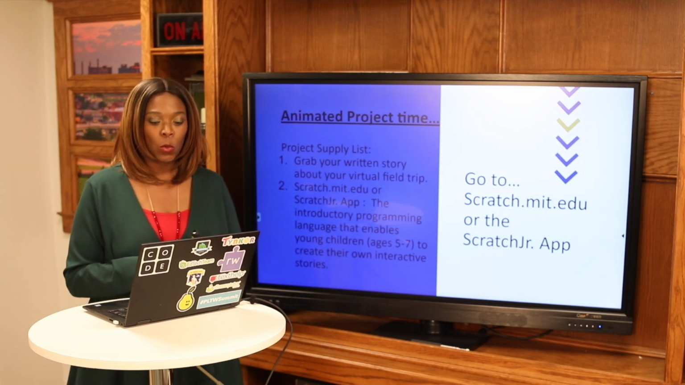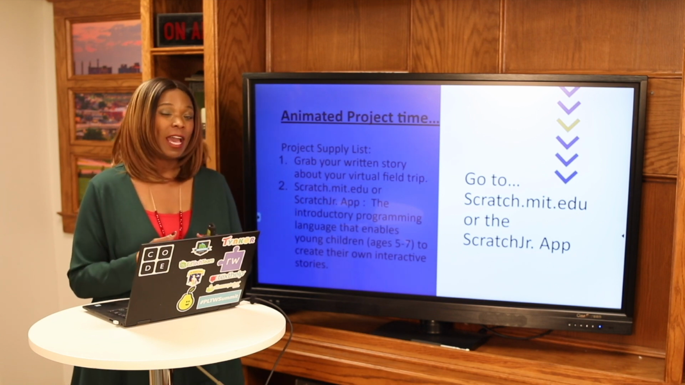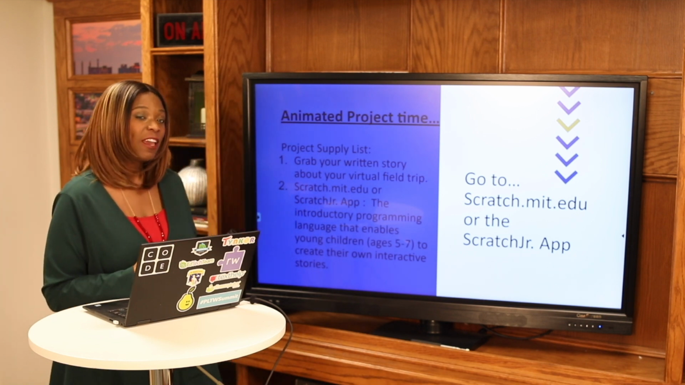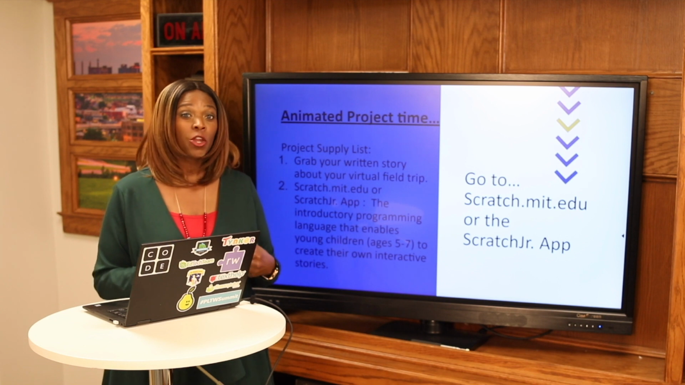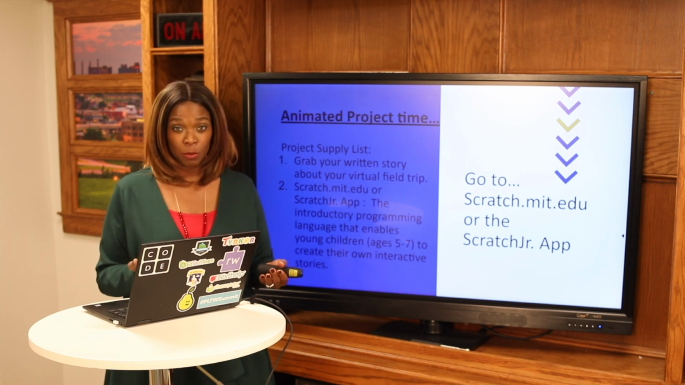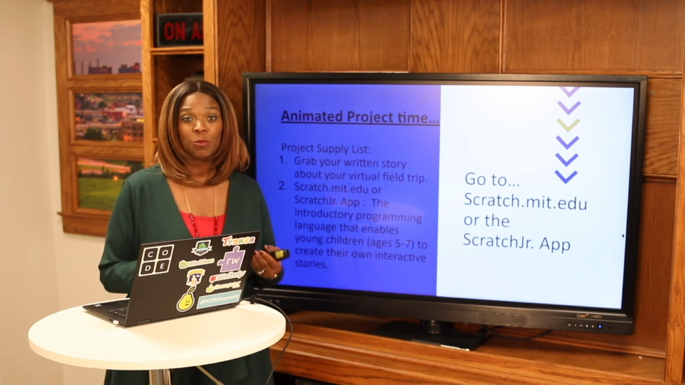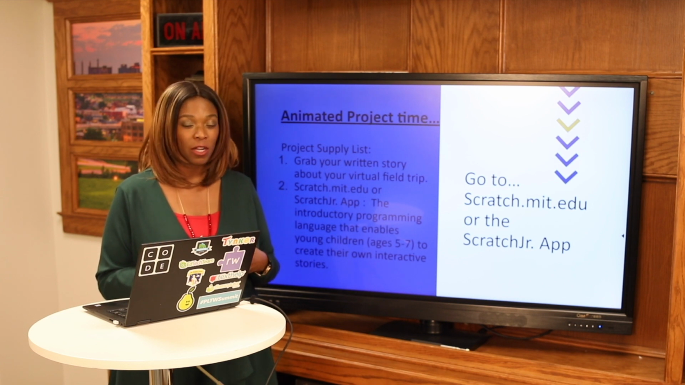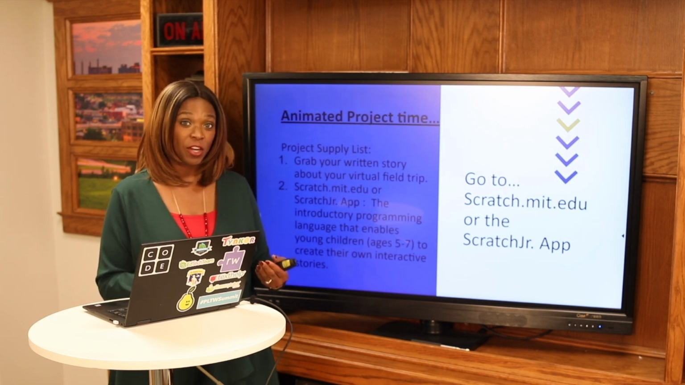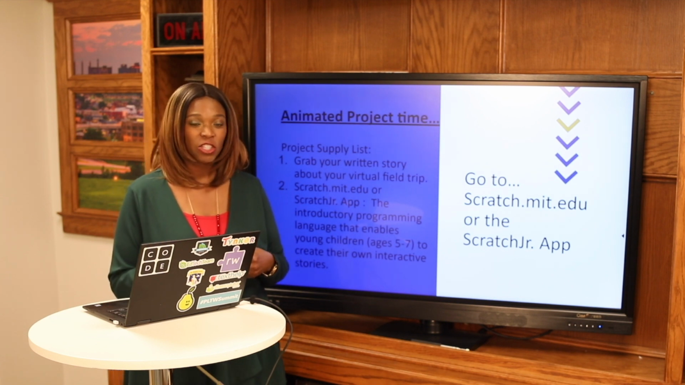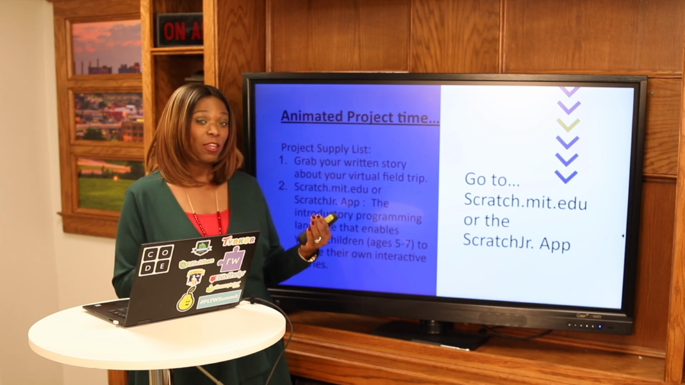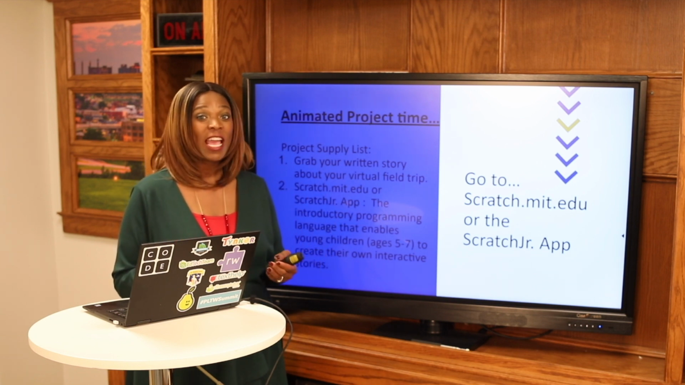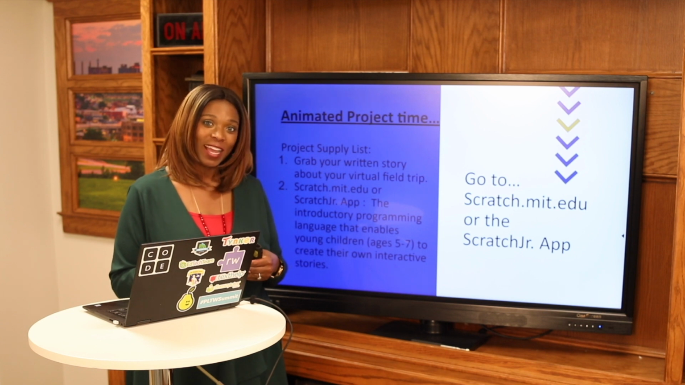This will be geared for any age group that wants to do the programming. If you're using Scratch Junior, you're wanting to have someone that is able to follow the arrows because that programming uses arrows. But if you have a reader, you're able to use the Scratch. So I would say K through 2 for our Scratch Junior and 3 through 5 for our Scratch.